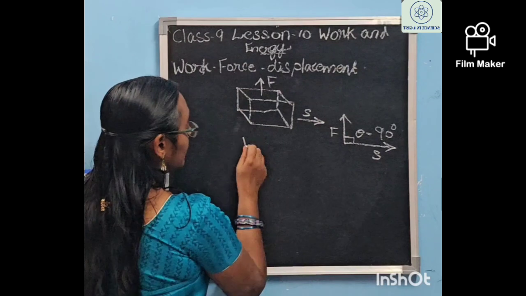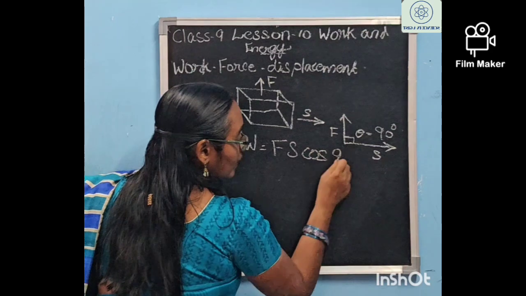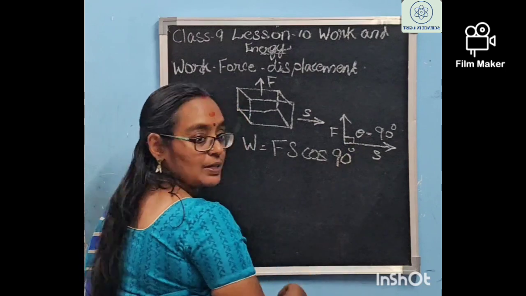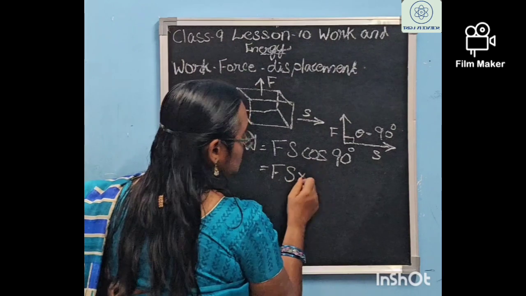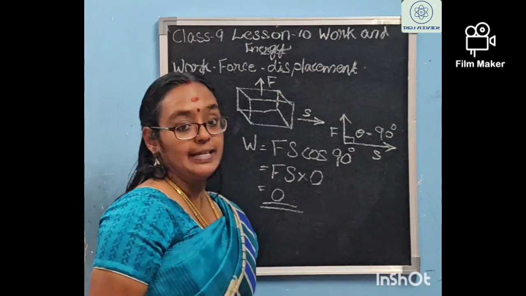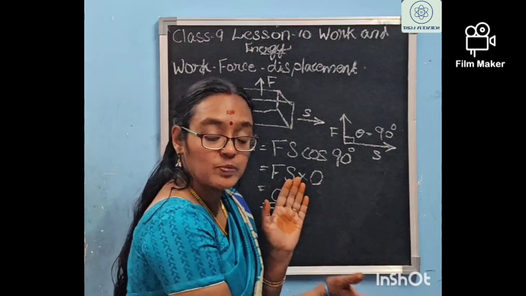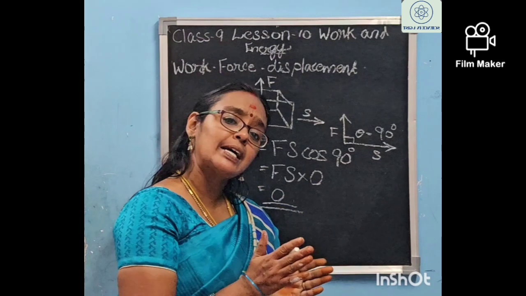So what is work done? W is equal to F S cos 90. What is the value of cos 90? Cos 90 degree is 0, isn't it? So F S into 0 is equal to 0. In this case, even though force is applied and displacement has happened, we can say the work done is 0. Is there any case?